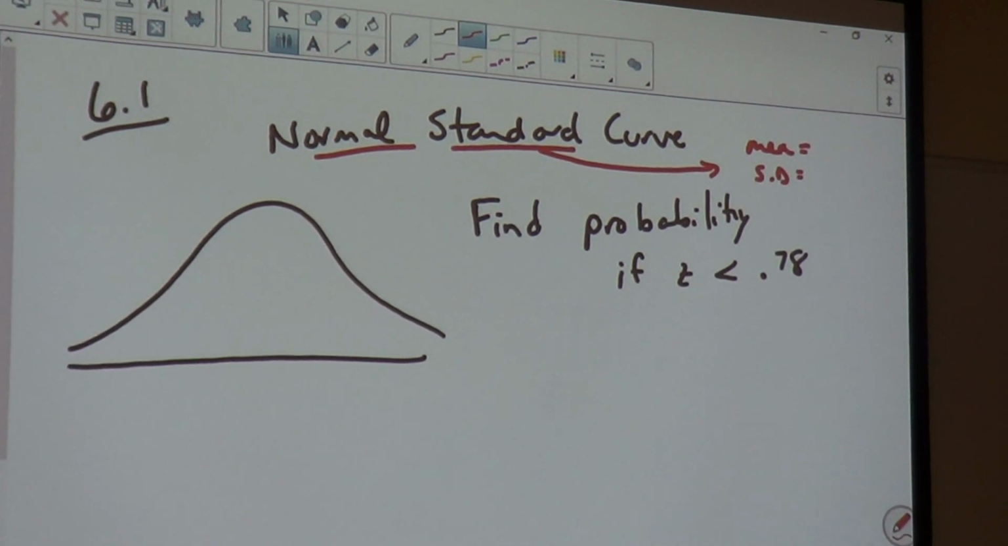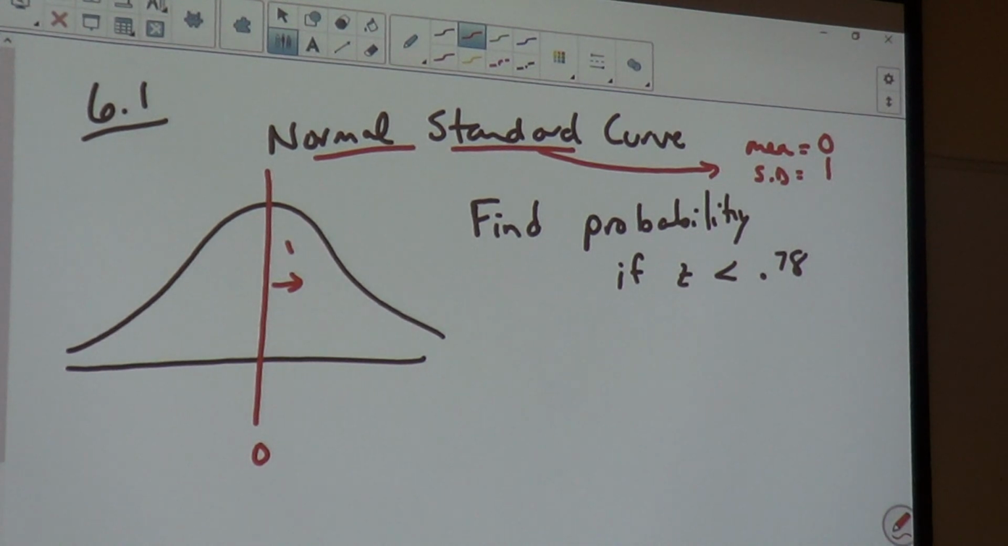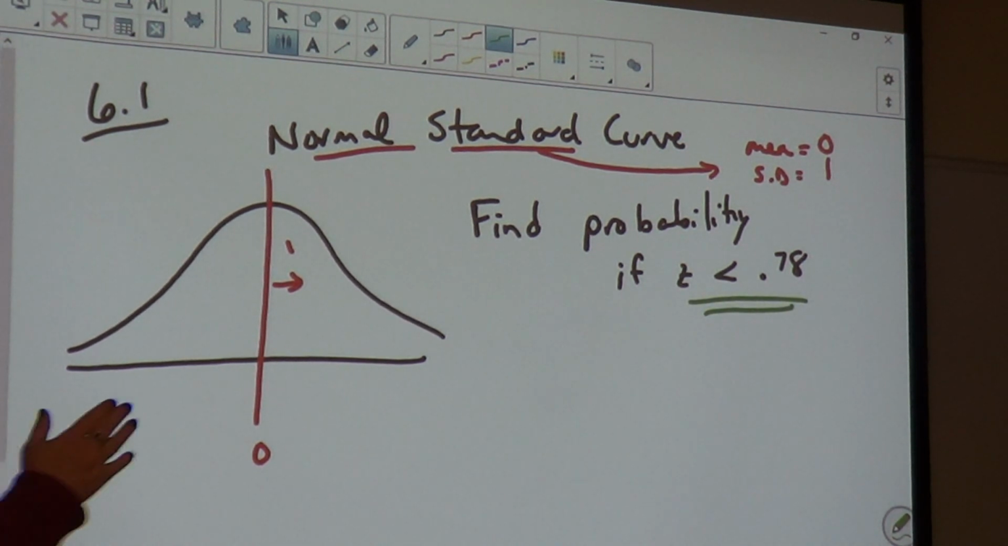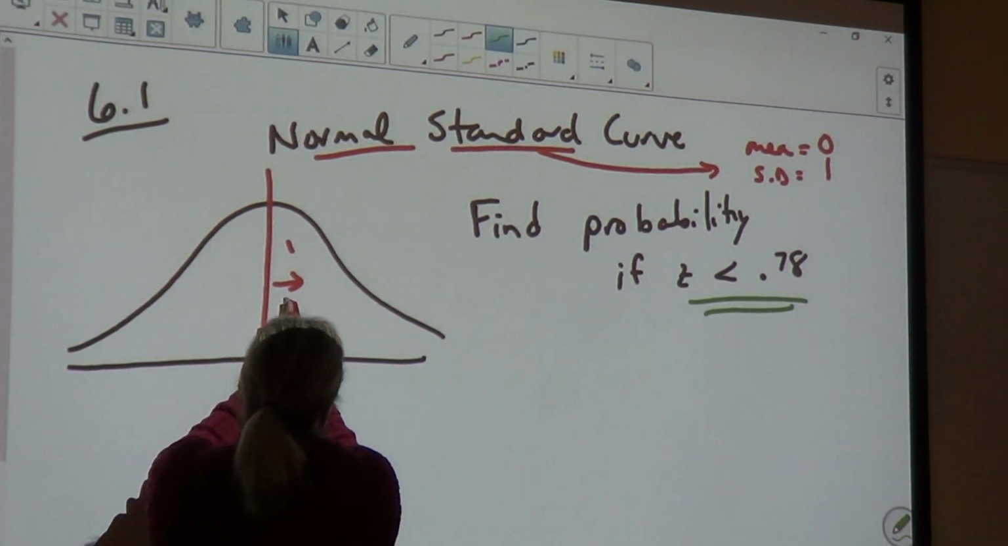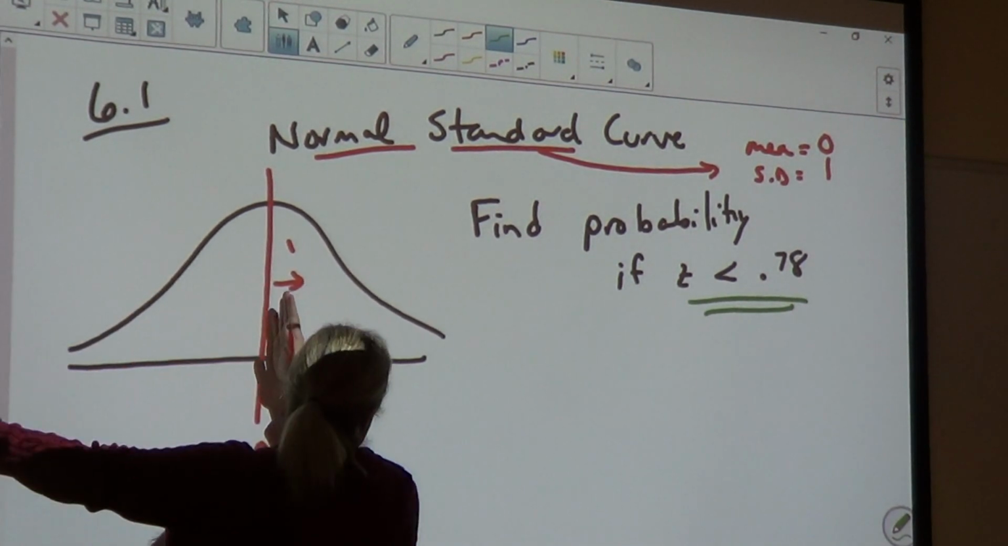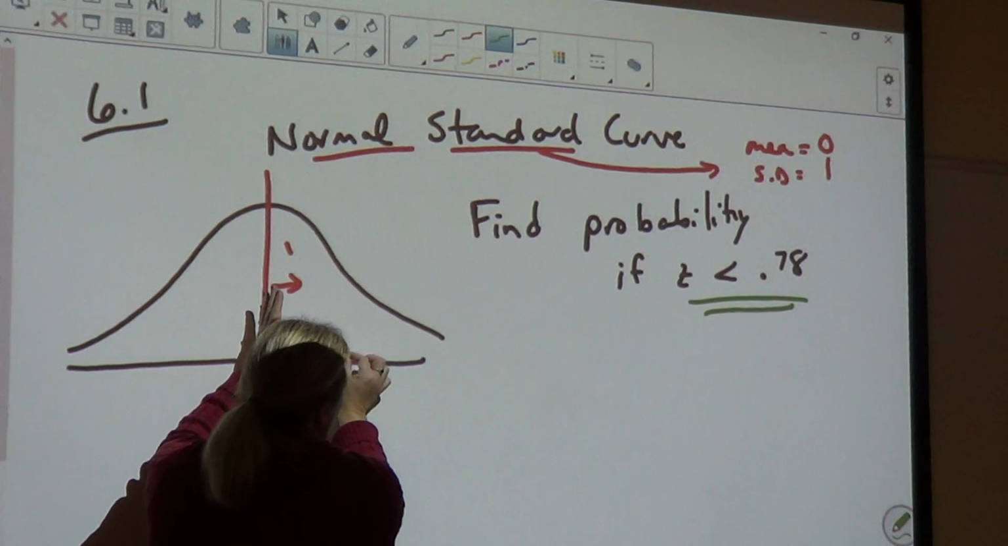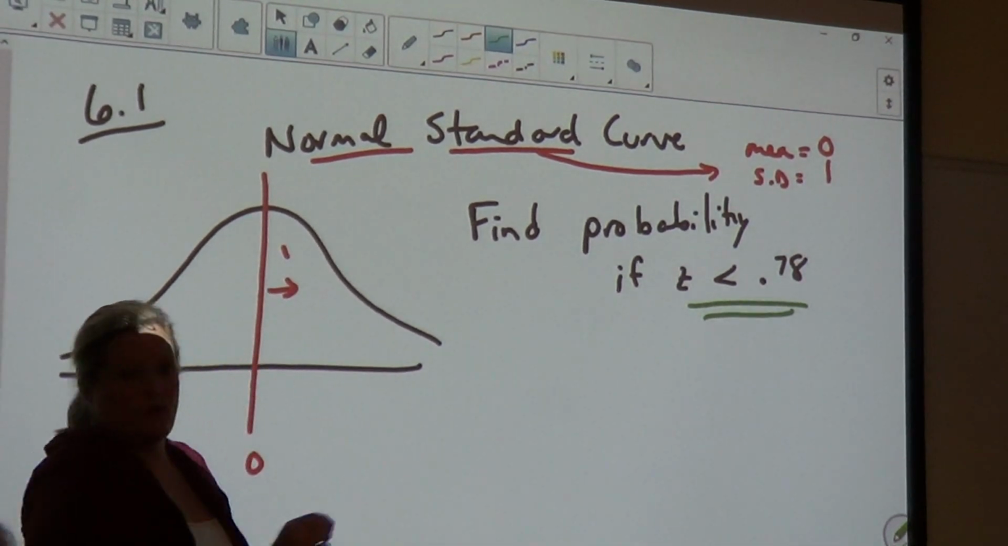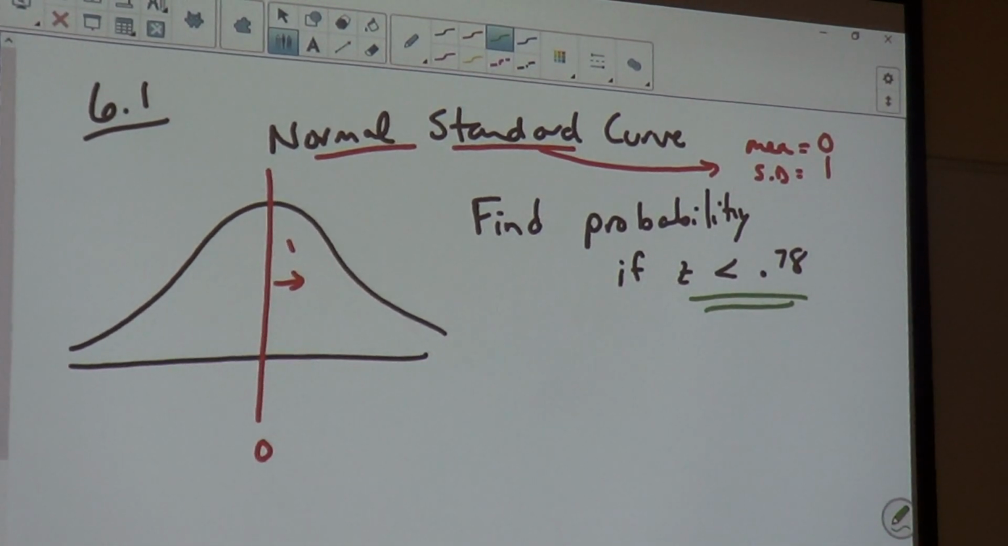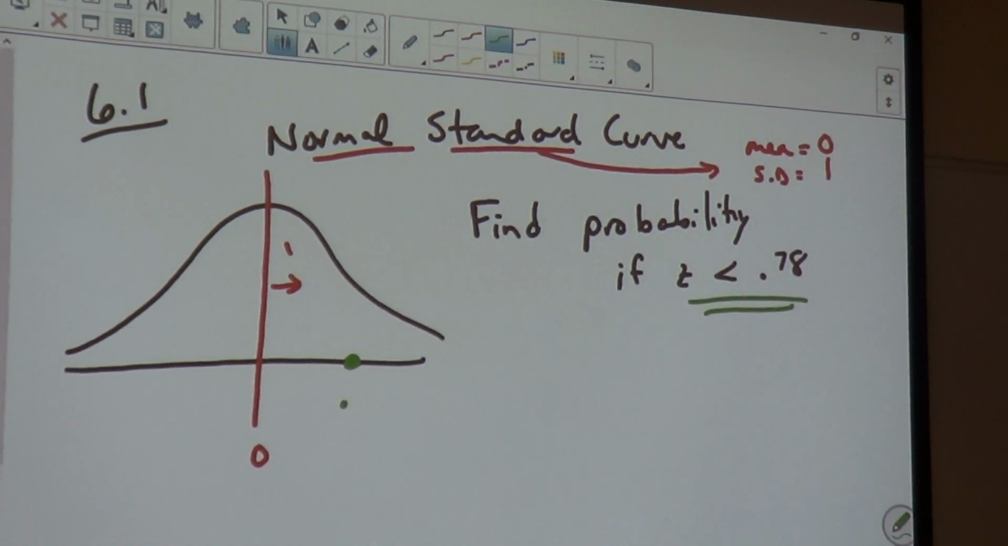The mean is 0, the standard deviation is 1. So I can go ahead and draw that my mean is 0 and my standard deviation is 1. Those are already understood. Now, my z is 0.78. So if my mean is 0, positive z's go this way, negative z's go this way. So my z is positive, which means it's going to be over here somewhere. Okay? So, my z is somewhere over here as a positive 0.78.